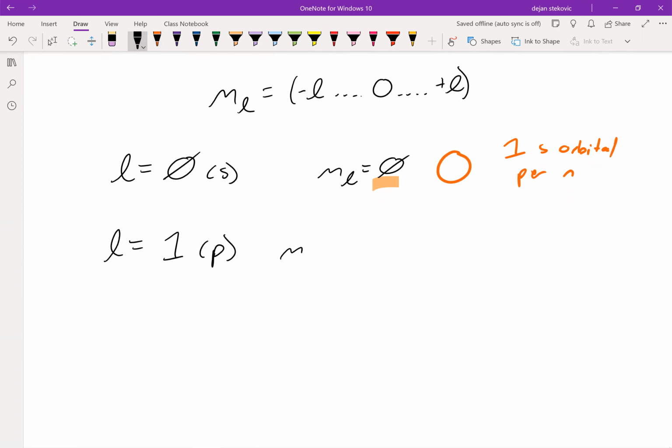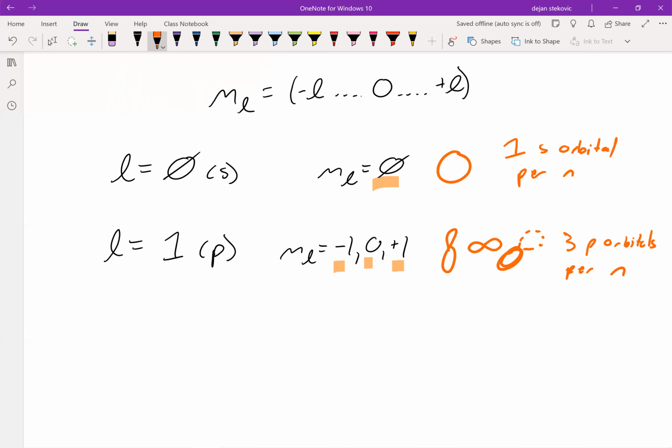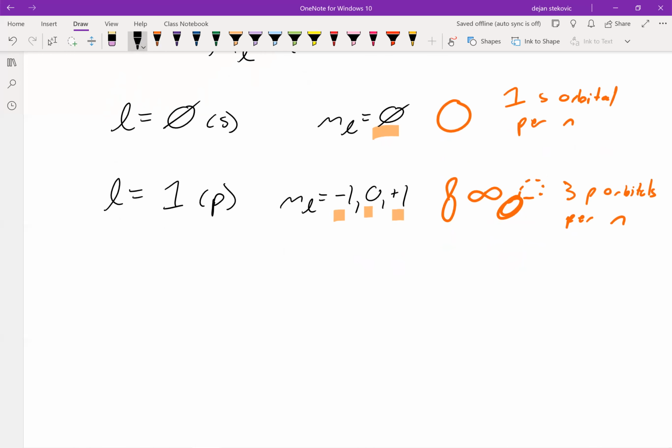Our M sub L can now be -1, it could be 0, or it could be +1. You can see in this case, we have 1, 2, 3 values of M sub L. And so those correspond to our 3 orientations of our p orbitals. And so we have 3 p orbitals per N, right? In this case, it starts with N is equal to 2. So your N is equal to 2, you'll have 3 orbitals. Your N is equal to 3, we'll have 3 orbitals, right? 3 orbitals each.